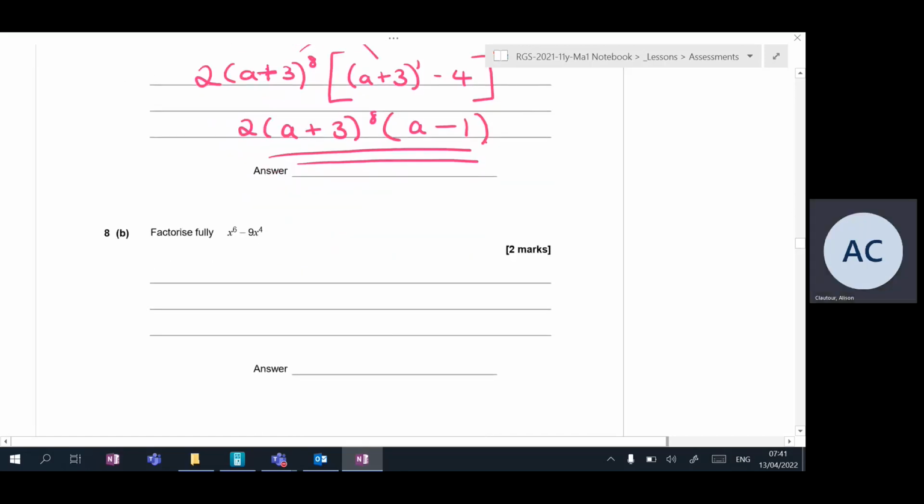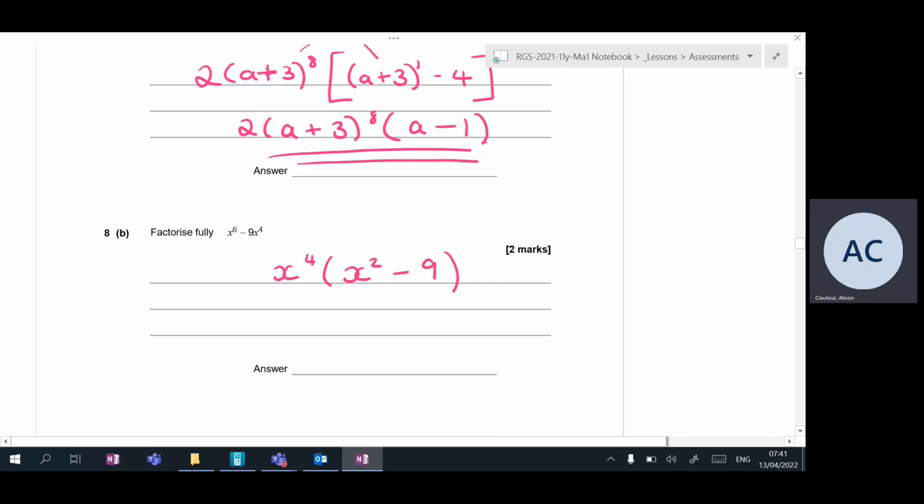Let's have a look at part B. So part B is a little bit simpler because we're just dealing with x's rather than taking a whole bracket out. Okay, but you should be able to see you can take x to the 4 out of that, and then x to the 4, I need to multiply by x squared to get x to the 6, and then take away 9.